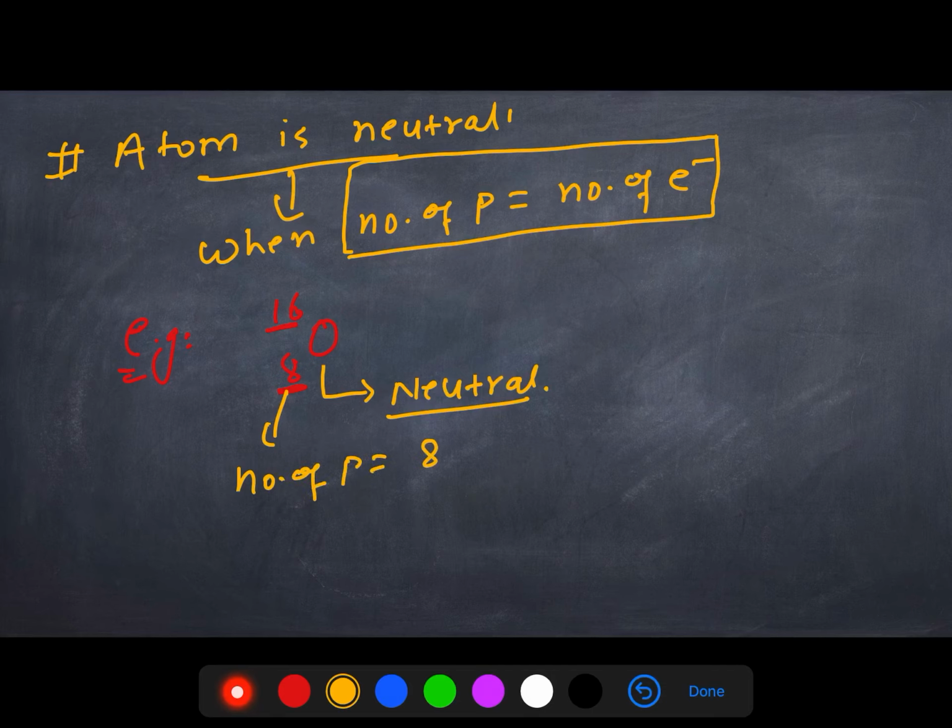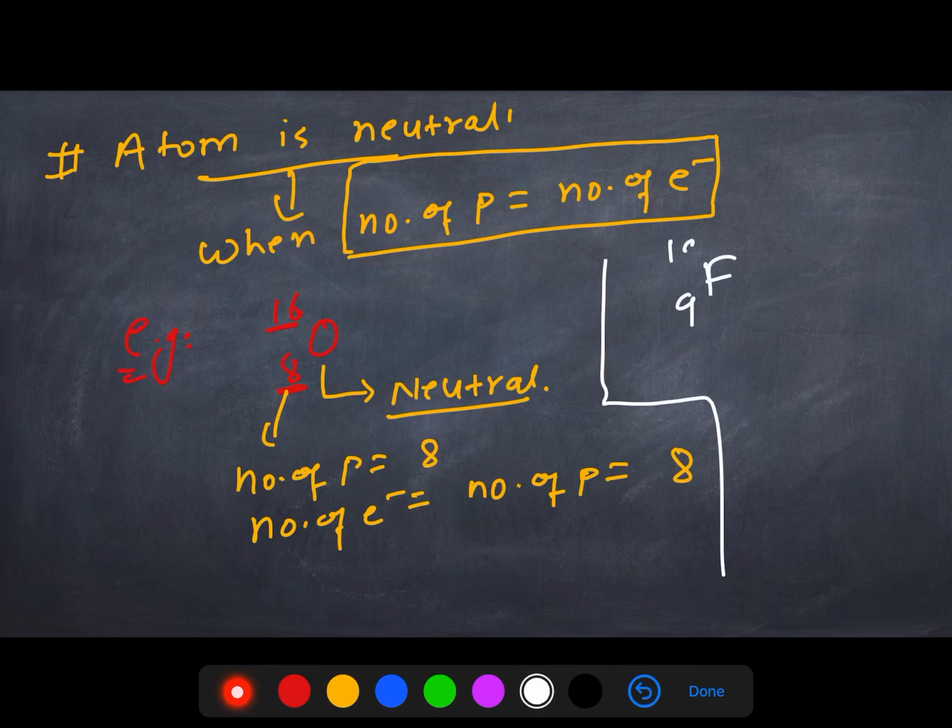Fine. If it is neutral, first thing, can you tell me how many protons are there? Is the number of protons equal to the atomic number 8? Since this is neutral, the number of electrons must be equal to the number of protons, and so the number of electrons is also 8. Correct? Another example, let's see quickly. Fluorine, 9 and 19. Atomic number is 9. Fluorine over here is neutral because we don't see any positive or negative sign over the fluorine, right? So atomic number is 9, so the number of protons is 9. Since this is neutral, the number of electrons should also be the same, 9 only, right?